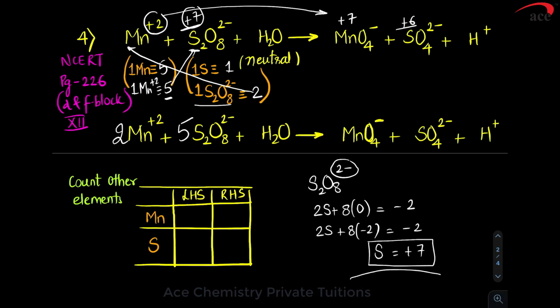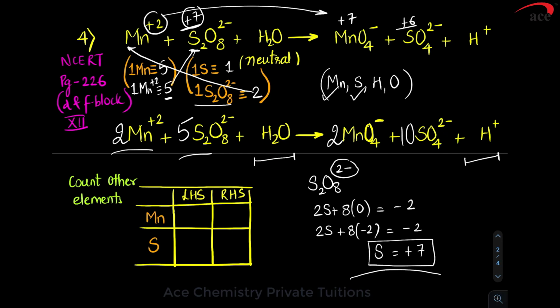Right, once you get this number, what are the other things that you should balance? Manganese, sulfur, hydrogen and oxygen. Manganese on this side is 2, so on this also should be 2. Sulfur on this side is 10, so sulfur here also should be 10. So manganese and sulfur is balanced. What next? Hydrogen and oxygen. If you check, hydrogen number is not there. So who should be used for solving? Naturally oxygen.